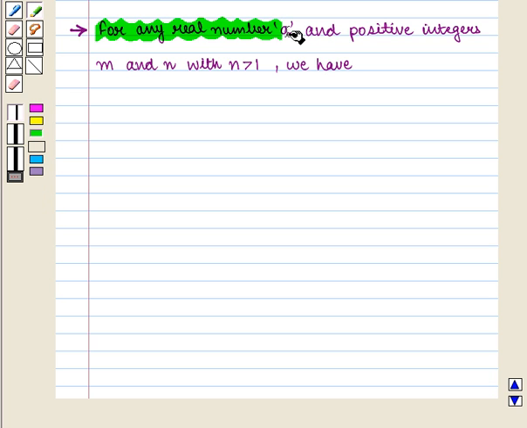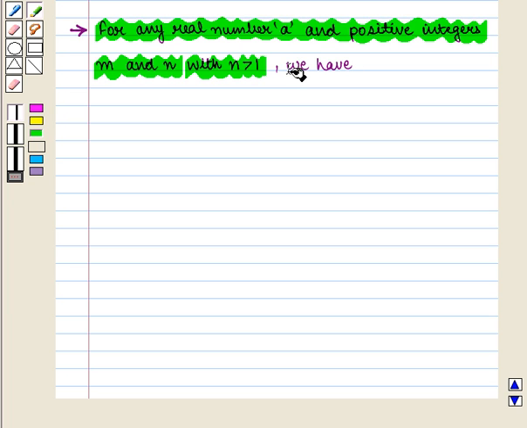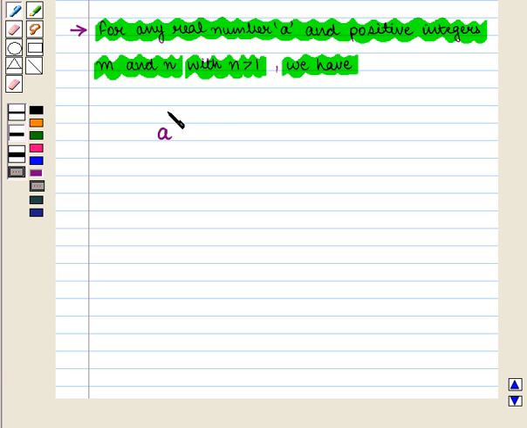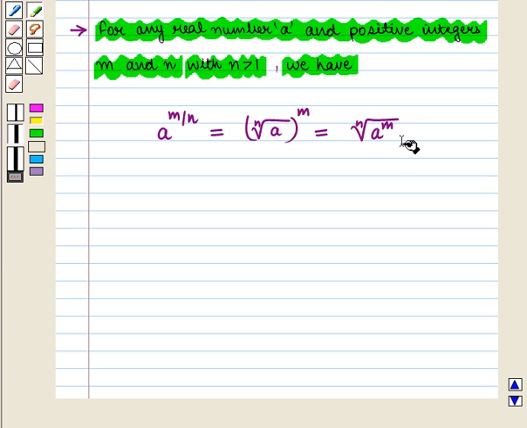For any real number a and positive integers m and n with n greater than 1, we have a raised to power m by n is equal to nth root of a whole raised to power m, and this is also equal to nth root of a raised to power m. These two radical forms of a raised to power m by n are equivalent, and we can use any of them depending on whether we are evaluating numerical expressions or rewriting expressions containing variables in radical form.